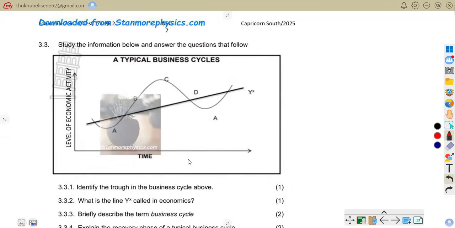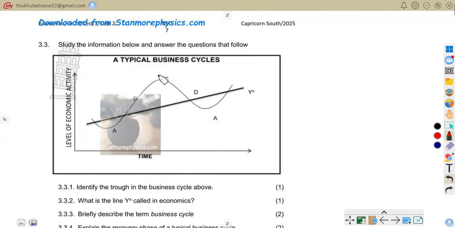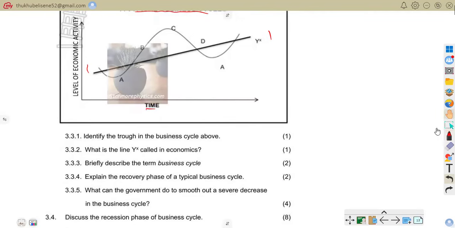So here we are on 3.3. This one we've said will give us 340,000. Study the information below and answer the questions that follow. So we have what? A typical business cycle. We can see here we have a level of economic activity and also we have time. So this is a business cycle that we are to use to answer these questions that follow.